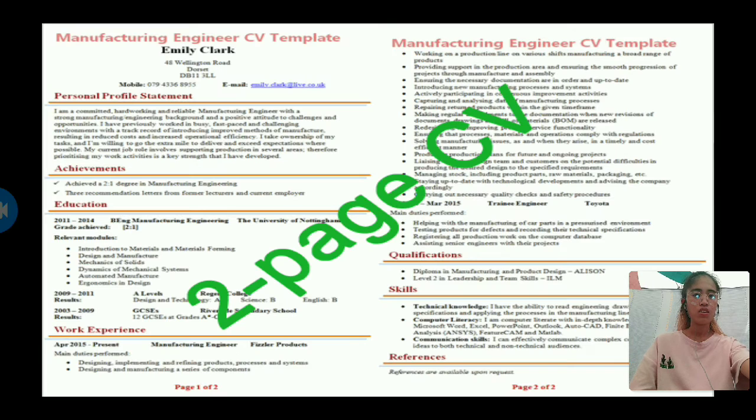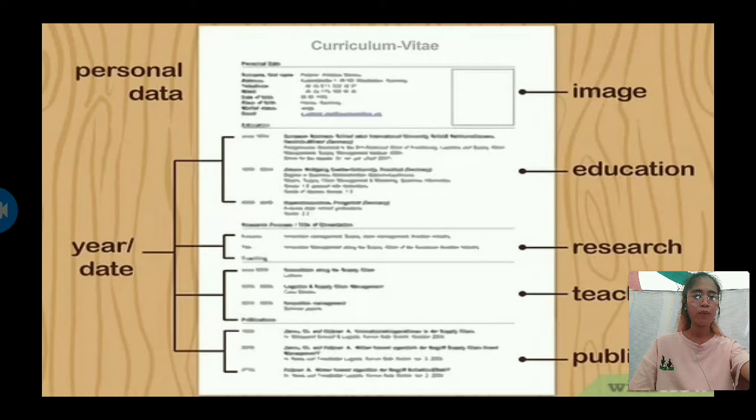So here's an example of a two-page curriculum vitae. Naa sa ibabaw ang personal informations, naa ang achievements, your education, your work experience, qualifications, skills, and preferences. Naa ang parts sa curriculum vitae.